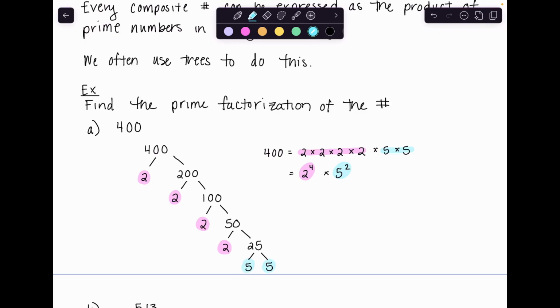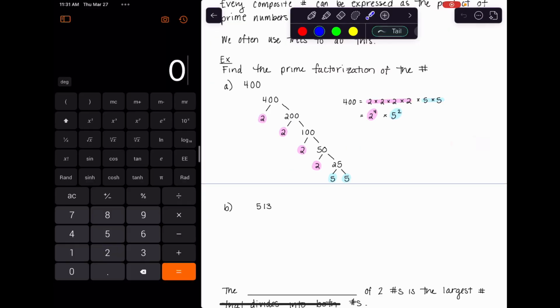And so this one I think is a little bit cleaner to read because now I can easily see, well, I've got 4 2's and I've got 2 5's. So that gives me my prime factorization. For these next couple ones, I'm going to need a calculator, so I'm just going to pull this up on the side of the screen to help us out.